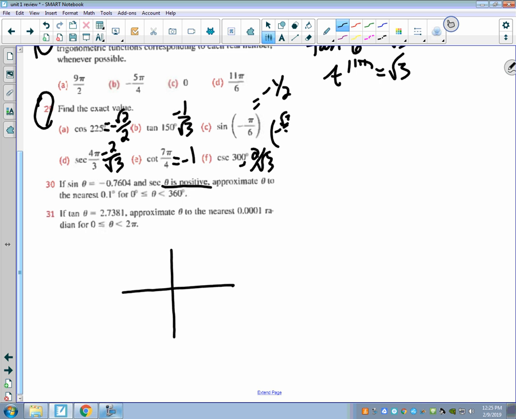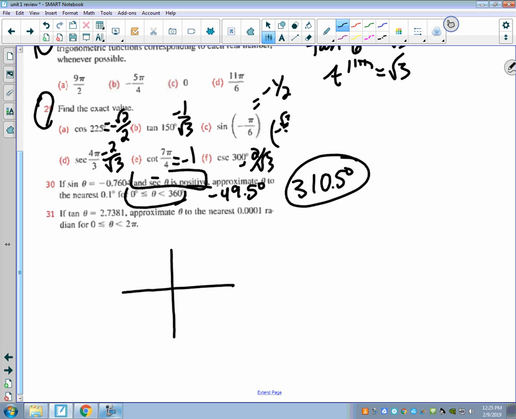So if you do this on your calculator and you do inverse sine of negative 0.7604, your calculator says negative 49.5 degrees, which is in quadrant 4, but it's not between 0 and 360, so you should add 360 to that. And the answer here that I would want would be 310.5 degrees. Only one answer because of this extra part that they said. If they didn't say this, like on the quiz number 2, you would give me 2 answers.